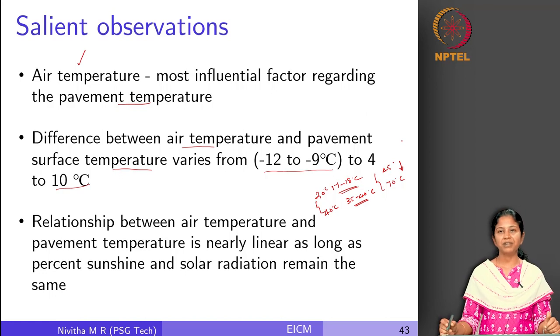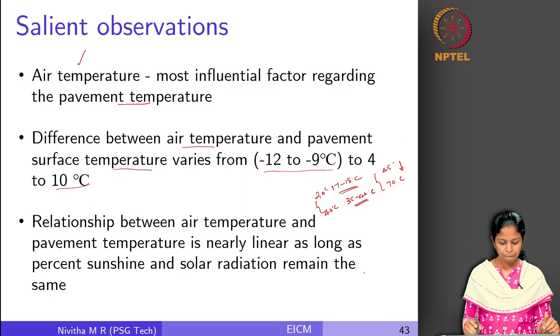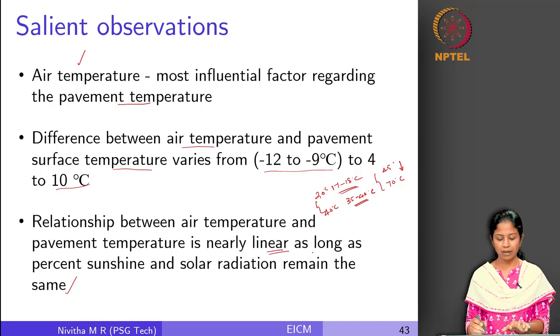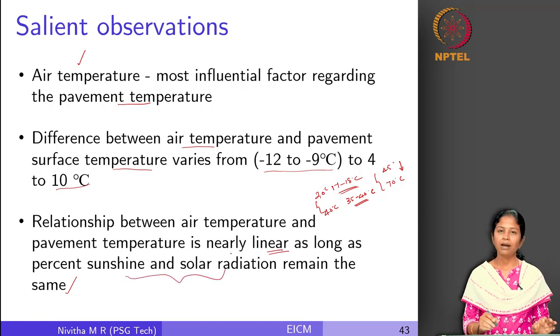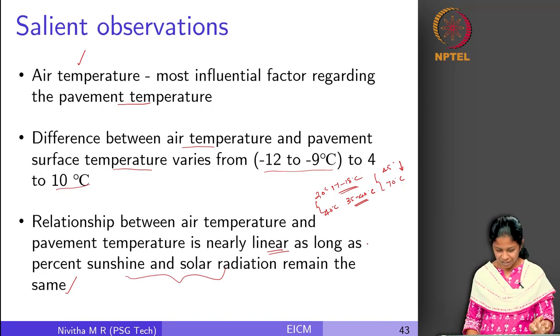So that was one observation that we were able to obtain from the air temperature pavement temperature correlation. The relationship between air temperature and pavement temperature is kind of linear as long as sunshine and solar radiation remain the same. Sunshine and solar radiation will remain the same or close for locations lying on a given latitude. So that is why we use latitude as one parameter to account for these two effects in the pavement temperature model. So this is with regard to the relation.